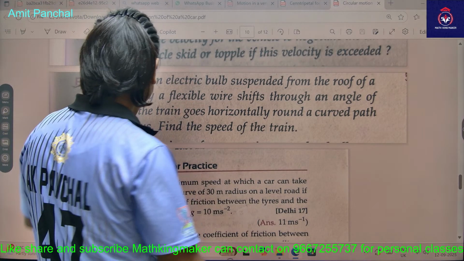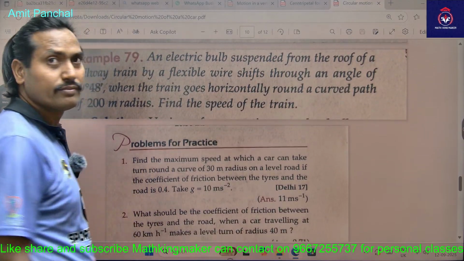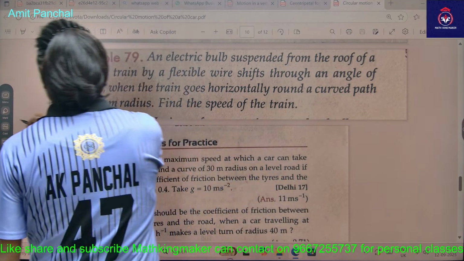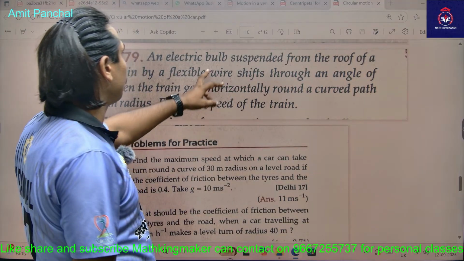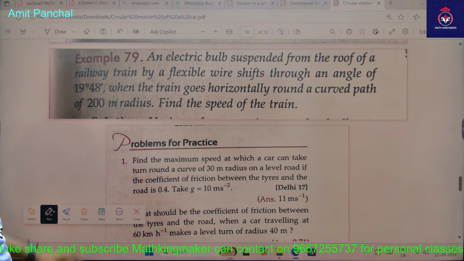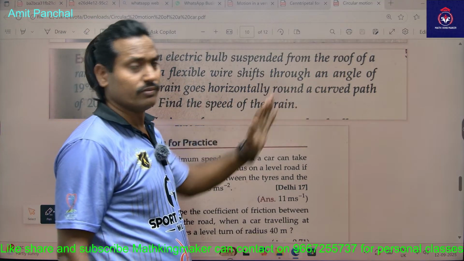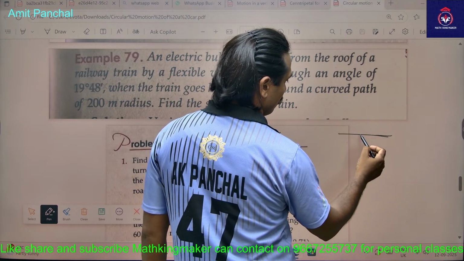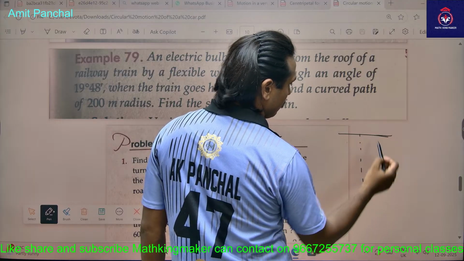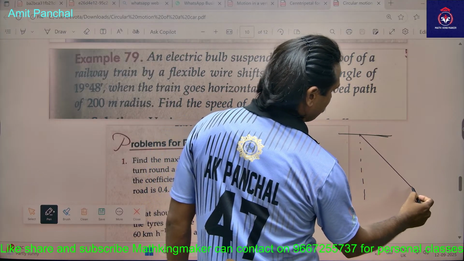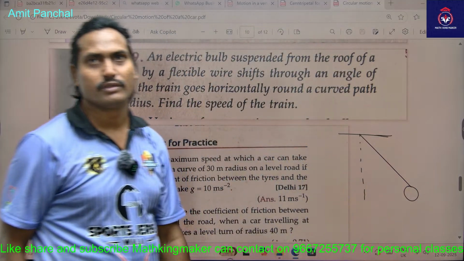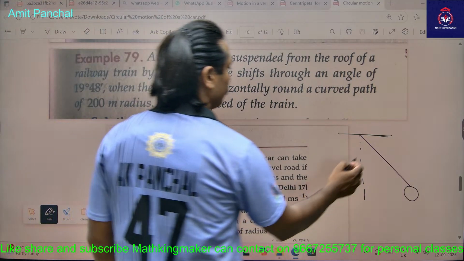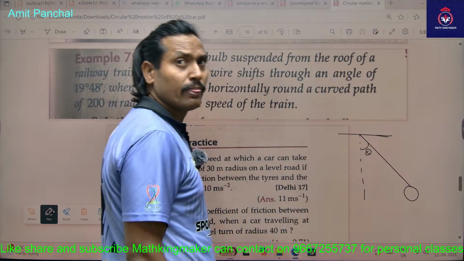Where is the electric bulb? The electric bulb is that round object. So if you suspend an electric bulb from the roof of a railway train by a flexible wire, it shifts through an angle. Earlier it was there, but it is here now. At a shift of how much? 19.48 degrees. Let us say it is theta. How many forces are there?